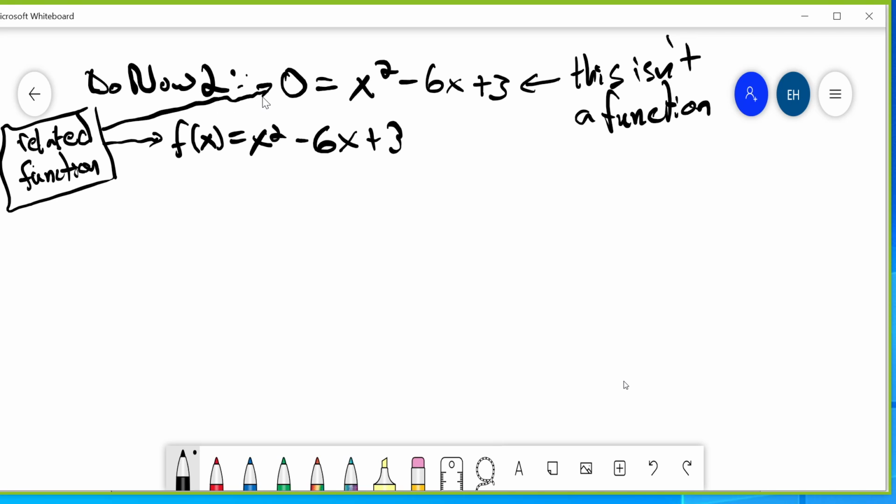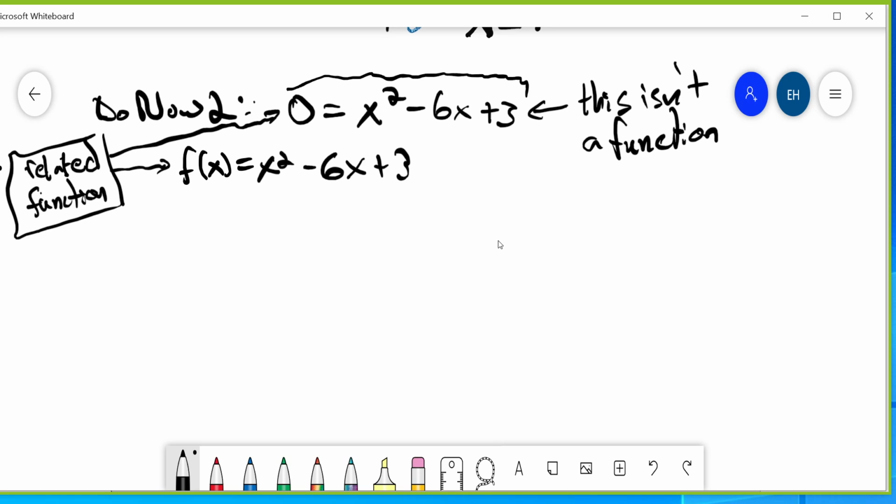To that equation. And what could I do with an equation? I can't graph an equation, but what can I do with an equation? I can get the roots. I can solve it, right? I could solve this. The solutions to that equation, what would those be with respect to the related function?